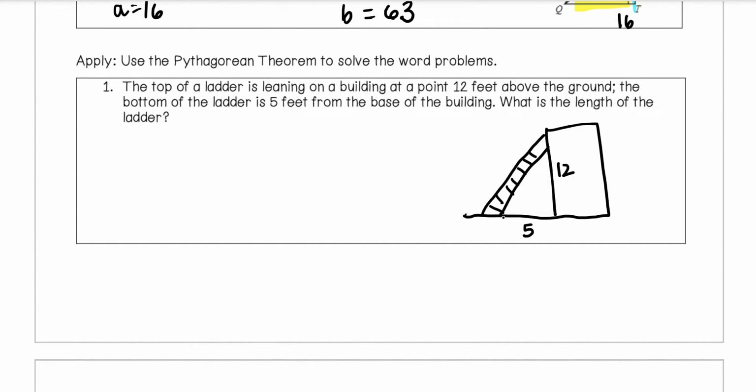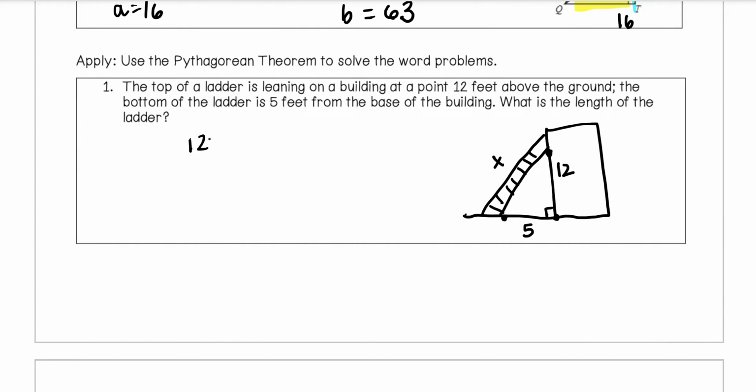So that means the distance from the ladder to the base of the building is 5, and the distance from the ground to the top of the ladder is 12. And we want to know what is the length here, x. So because you can see we have a building sitting on the ground, that's going to create a right angle. So we have a right triangle sitting here, and the legs are 5 and 12, so we're going to calculate what is the hypotenuse x there.